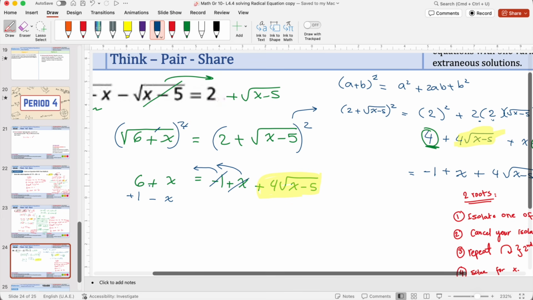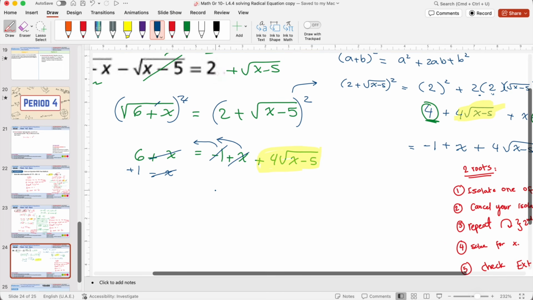Oh, very nice. The x got cancelled. Don't be scared. It's okay. We still have an x here. The problem will be solved. We have here 7 equals 4 root of x minus 5. Now, you get to divide by 4 if you want, but I will use the other method. It's just easier, honestly. Square both sides.